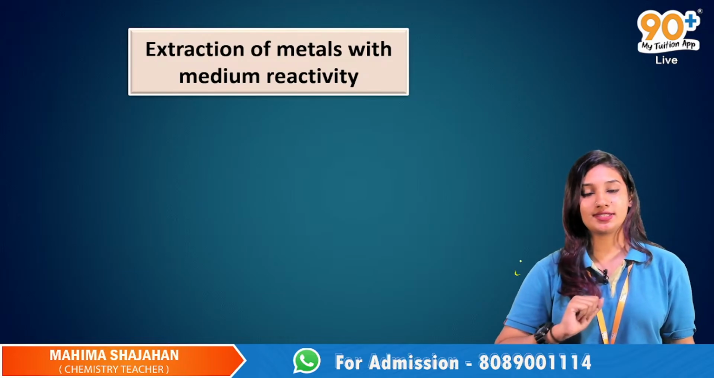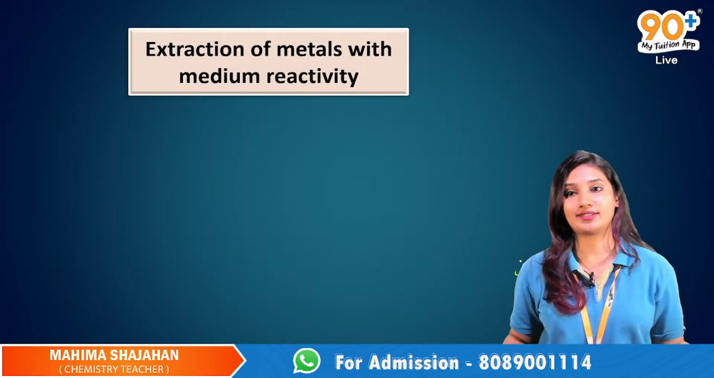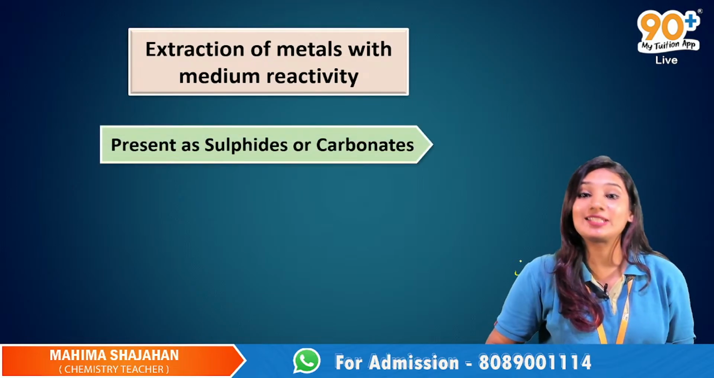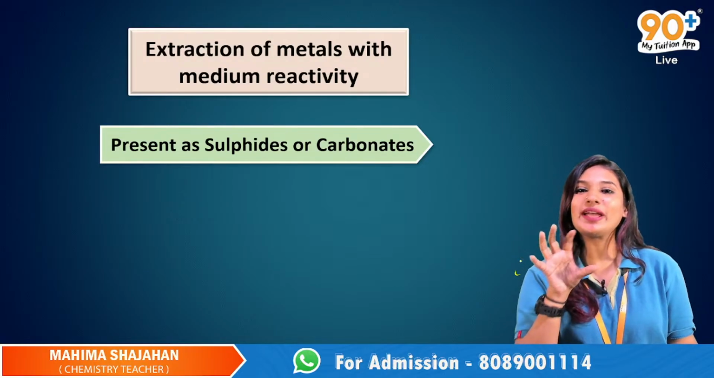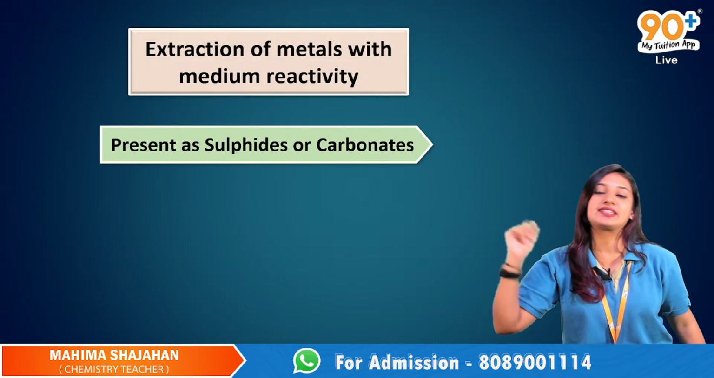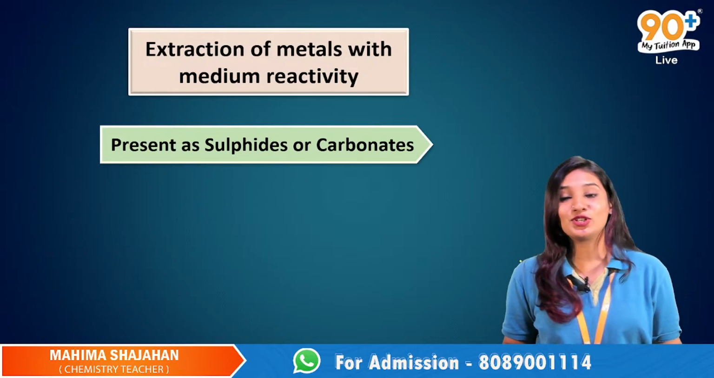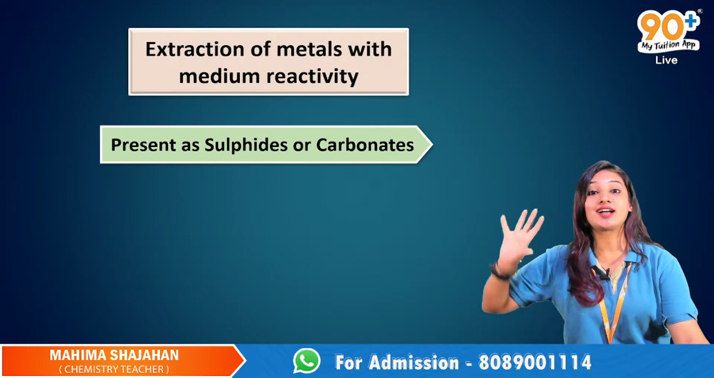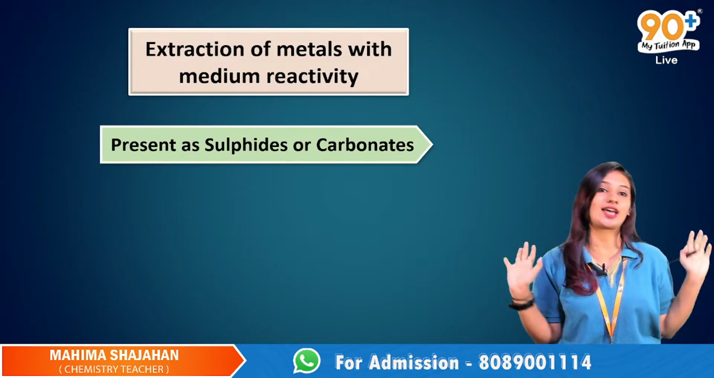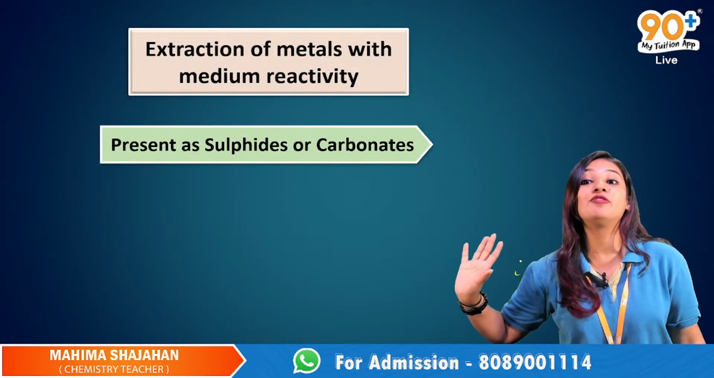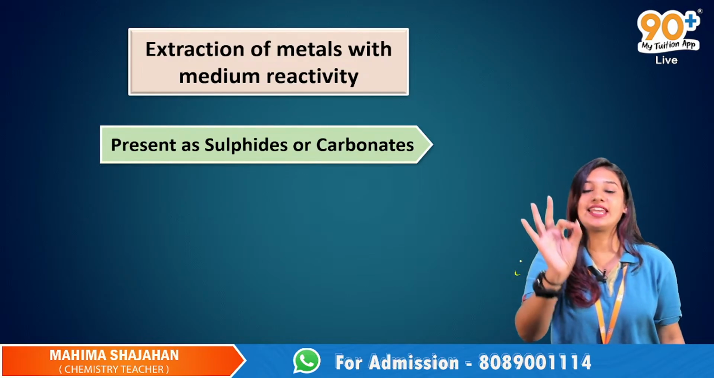Now, the problem is these metals usually exist as their sulfides or carbonates. It is quite difficult to extract metal from sulfides and carbonates. So what we are going to do is we'll first convert them into their oxides. So our first task is to convert these sulfides and carbonates into what? Into oxides. Now let's take zinc for example.